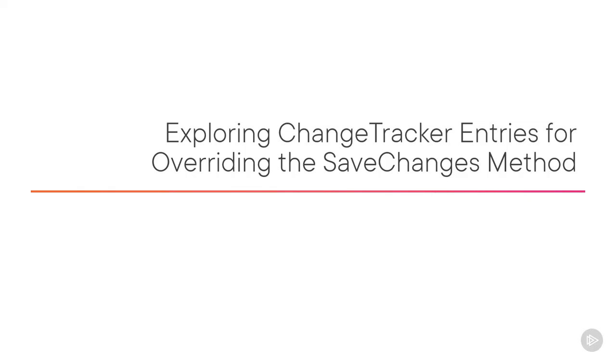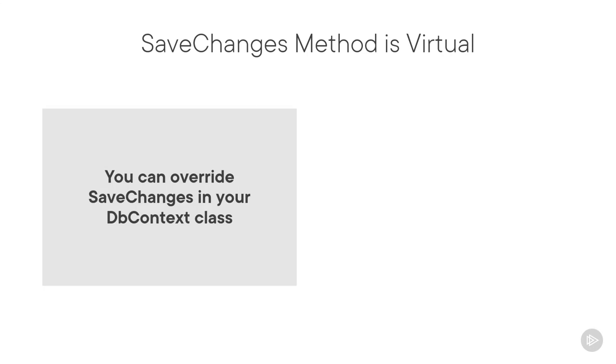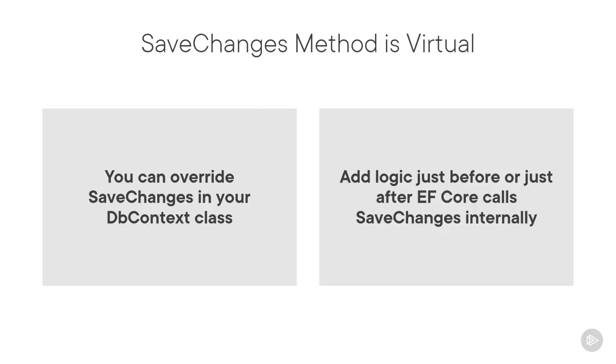I'll begin by overriding the save changes method, a capability that we've had since the very beginning of Entity Framework time and that transitioned into EF Core. The Save Changes method is a virtual method that you can override in your DB context class that gives you a chance to perform some tasks or data manipulation on details in the change tracker just before EF Core creates commands to send to the database.